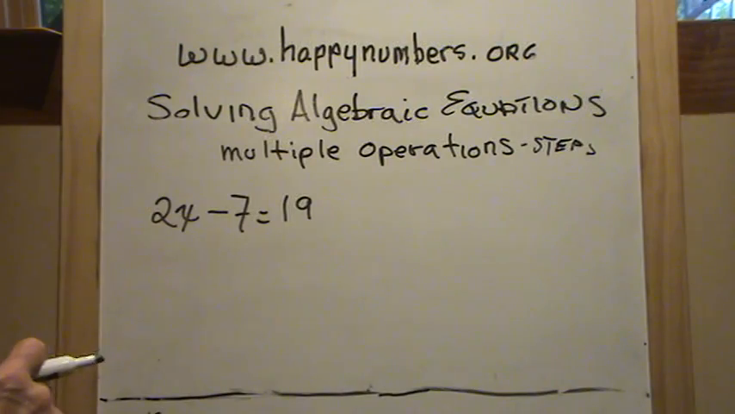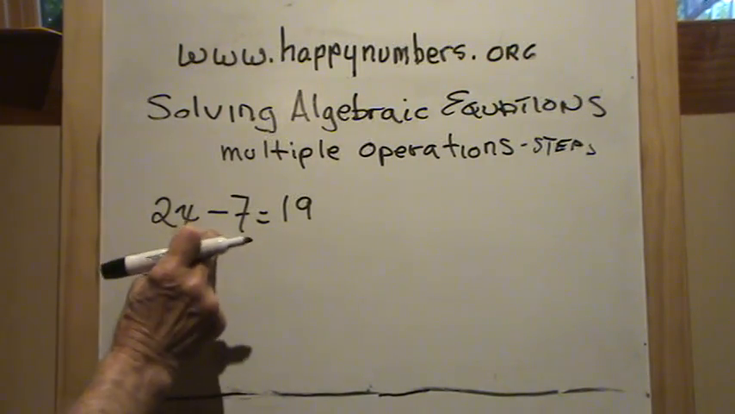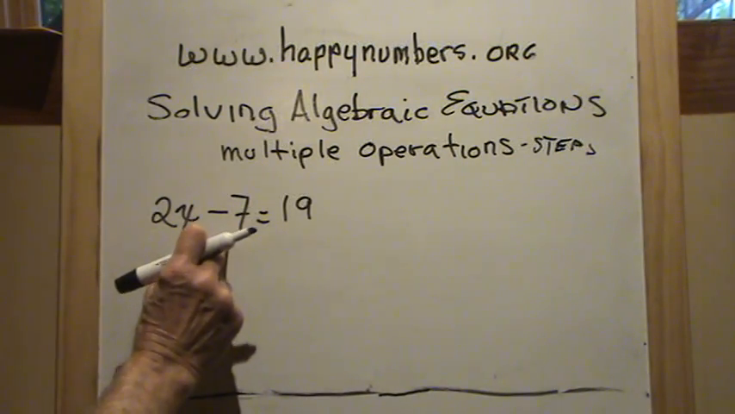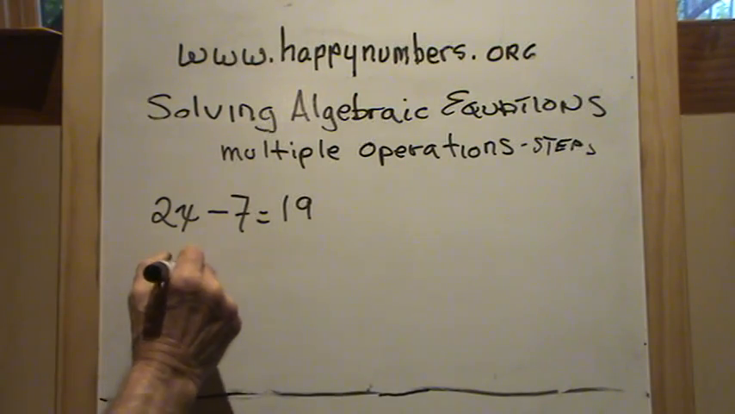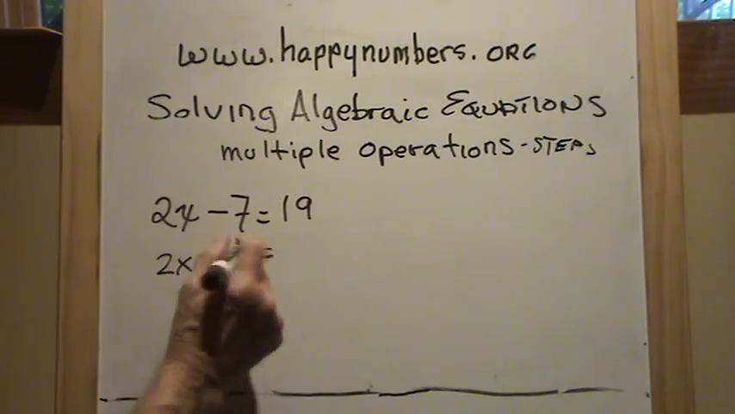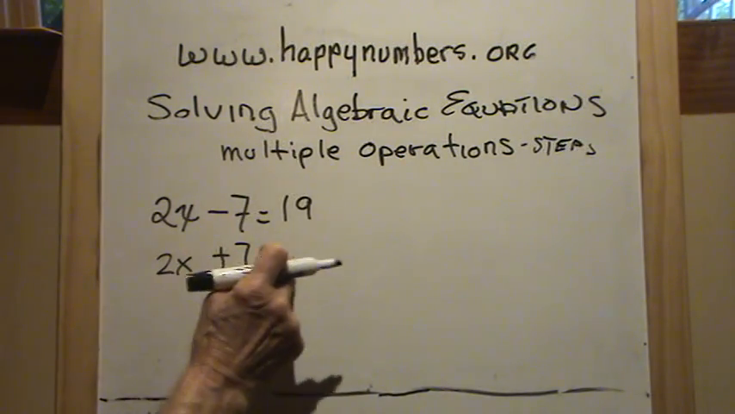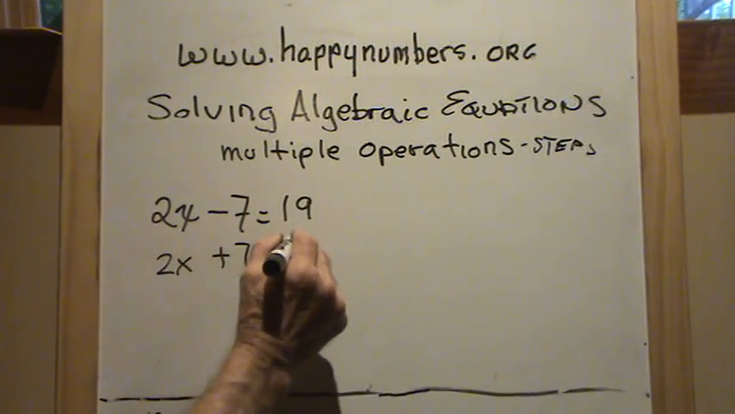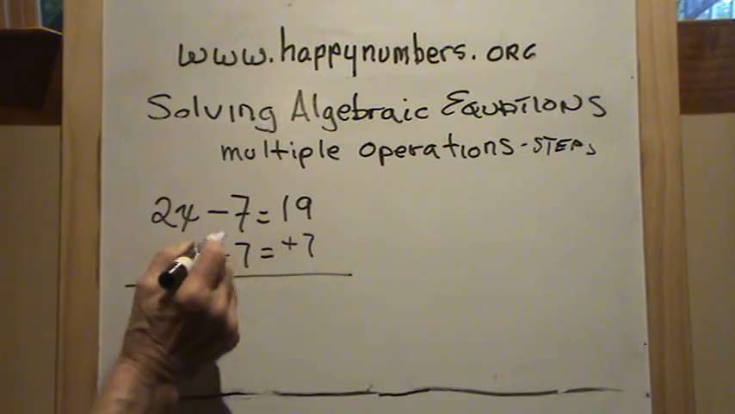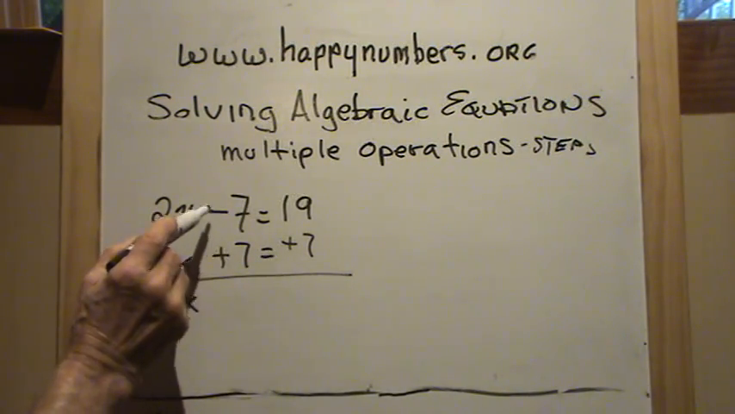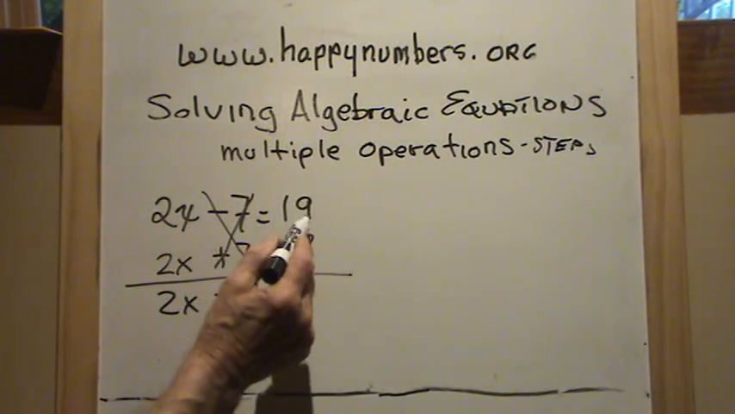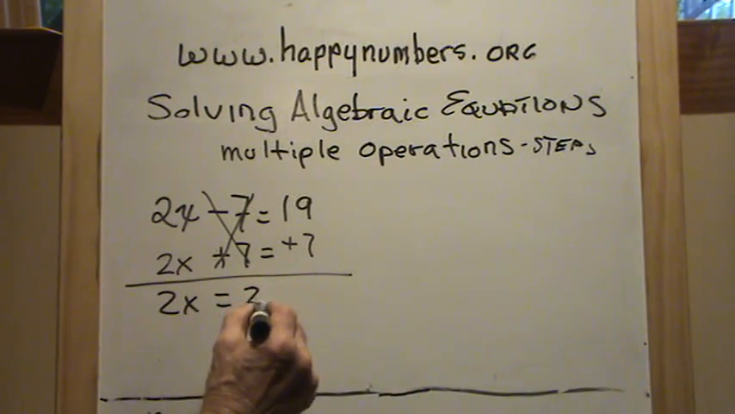Well, let's see. We have a -7 here, and then we have 2 times x. Let's deal with the -7. We know what to do here. So I have 2x. We'll add +7 to this side, and if we add +7 to this side, we have to add +7 to the other side. Now we know that if I add opposites, they cancel out. So that goes away, and I get 2x equals 19 plus 7, which is 26.